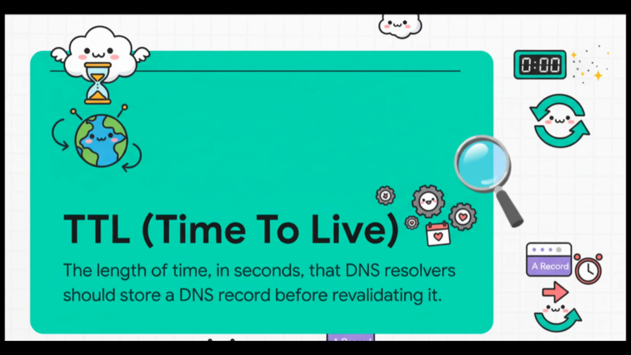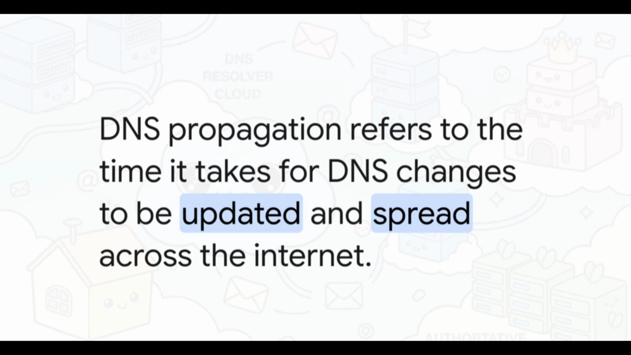It's a number measured in seconds that tells any caching server, hey, you can hang on to this answer for this long, but after that, you have to throw it out and come ask me for a fresh copy. And this right here is why DNS changes can feel so frustratingly slow sometimes. When you update a record, you literally have to wait for every single cache across the internet that has the old record to reach its expiration date. This slow, gradual, worldwide update process is called DNS propagation.